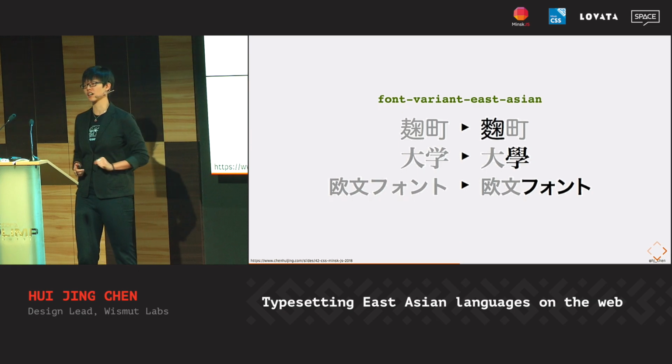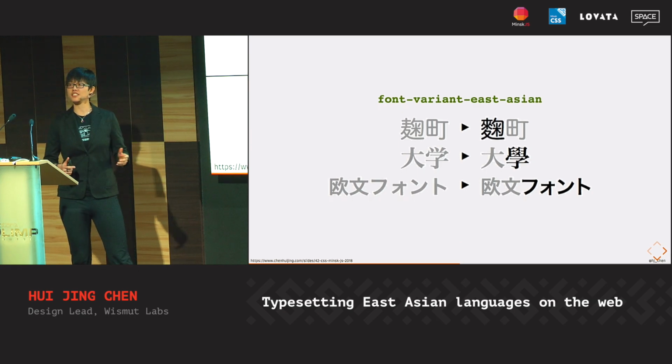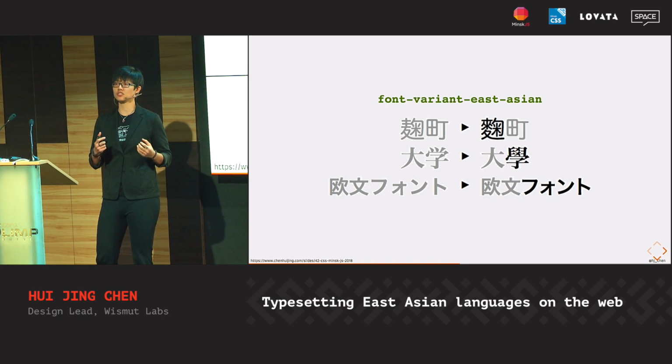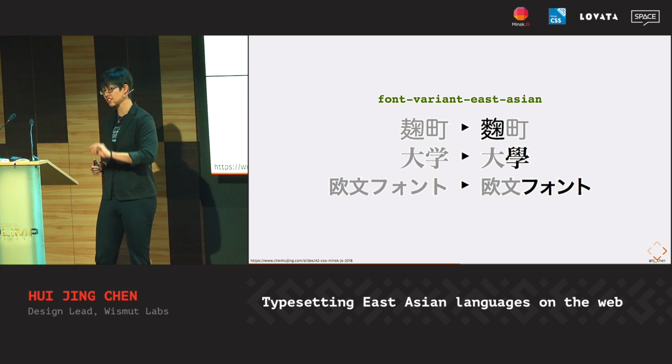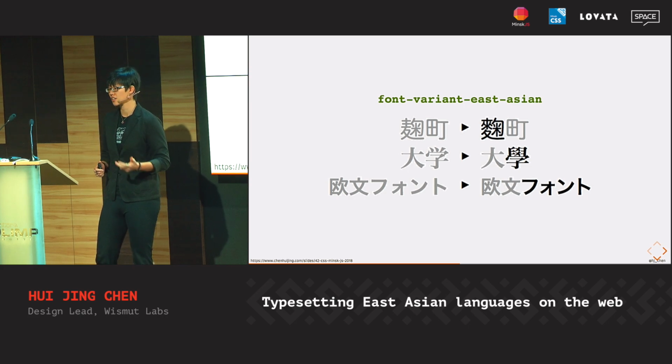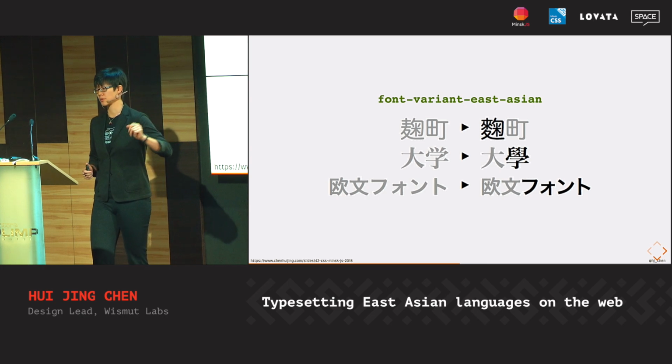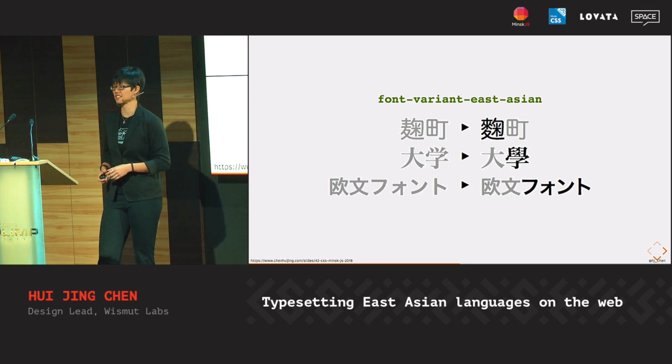There's one particular font variant property used for East Asian text, and it allows us to control glyph substitution and positioning for Han characters, because depending on the language, the same character does not necessarily use the same glyph. So this property allows us to toggle between variant glyphs of certain characters.